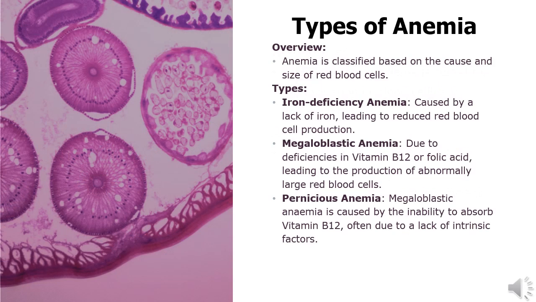Types of anemia. Anemia can be classified based on the cause and the size of red blood cells. The main types include iron deficiency anemia caused by a lack of iron, megaloblastic anemia due to deficiency of vitamin B12 or folic acid, and pernicious anemia, a specific type of megaloblastic anemia caused by the inability to absorb vitamin B12, often due to a lack of intrinsic factor.